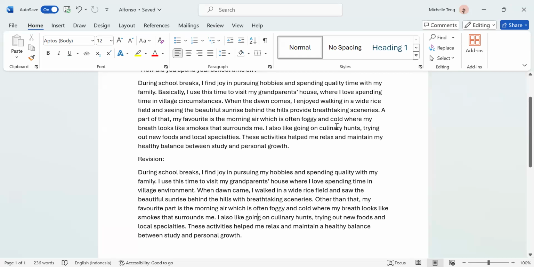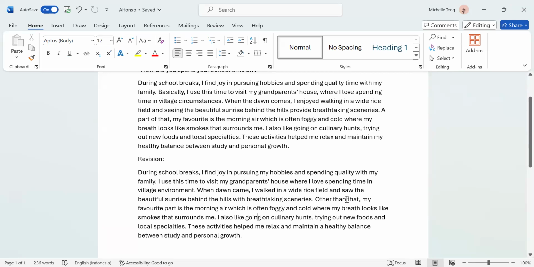part of that. My favorite is the morning air, which is often foggy and cold, where my bed looks like smoke that surrounds me. So a part of that, I changed that to other than that, because I think other than that sounds better.